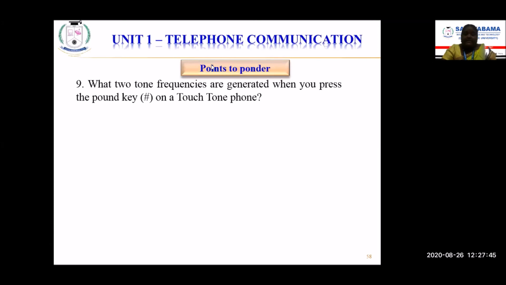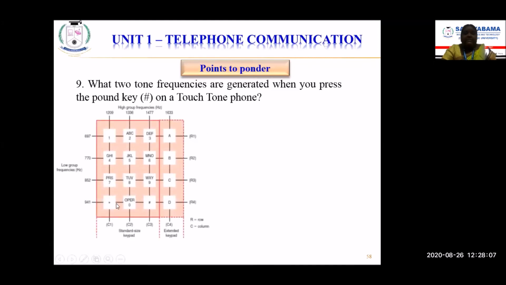Correct. Whenever this question is asked, you should quickly refer to the DTMF keypad, and then you can tell the answer. Now let us see what the answer is. Many of you are answering correctly. Very good.